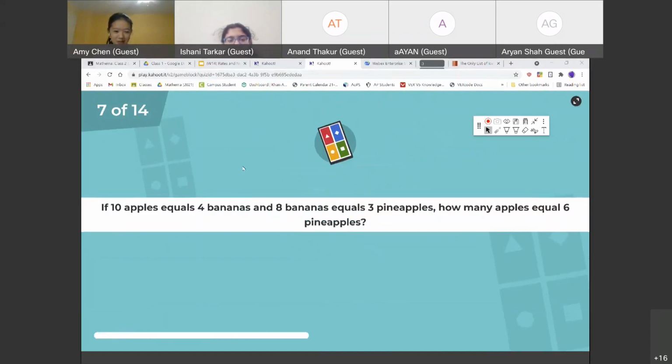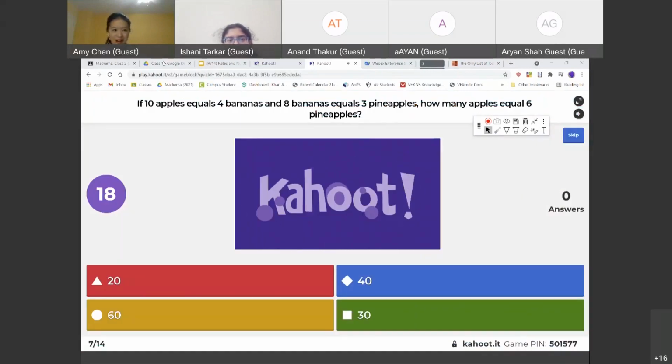10 apples equals 4 bananas and 8 bananas equals 3 pineapples. How many apples equals 3 pineapples? Too many apples.